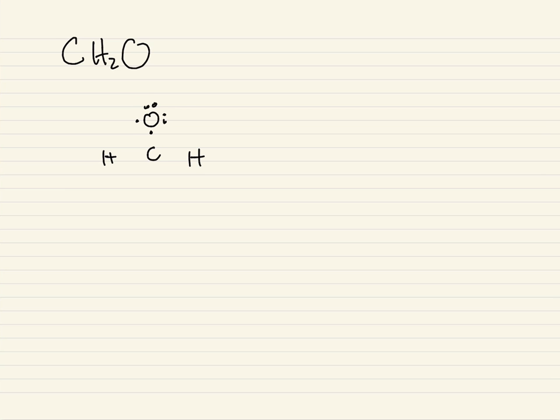All right, and how many valence electrons does carbon have? 4, right? So 4 dots around carbon. What about each hydrogen? 1, right? So that's our Lewis skeleton structure. What's the next step we have to do?